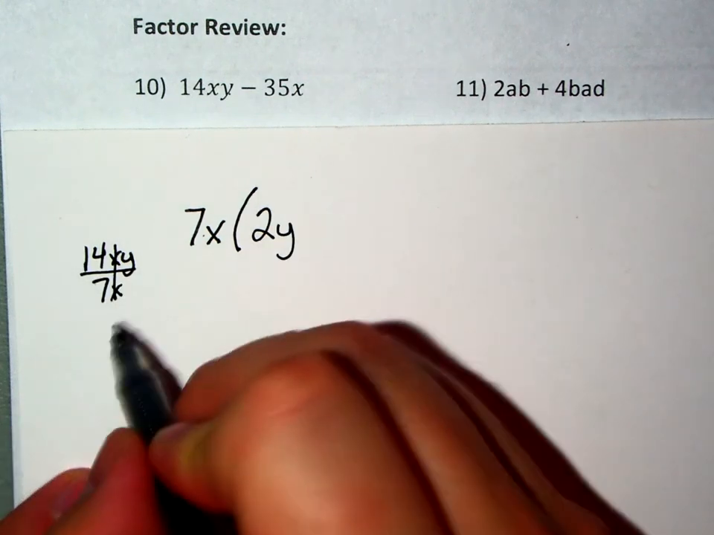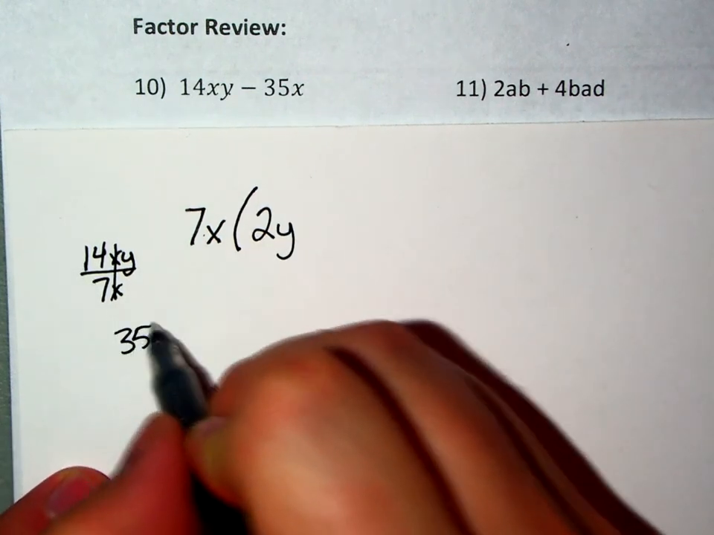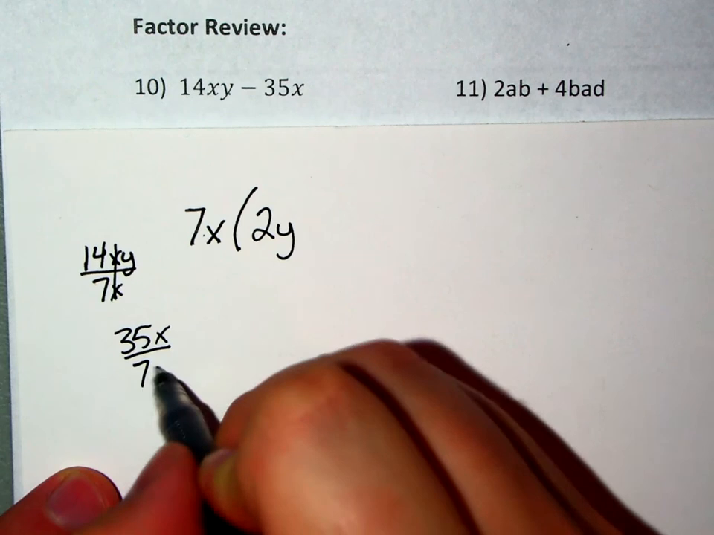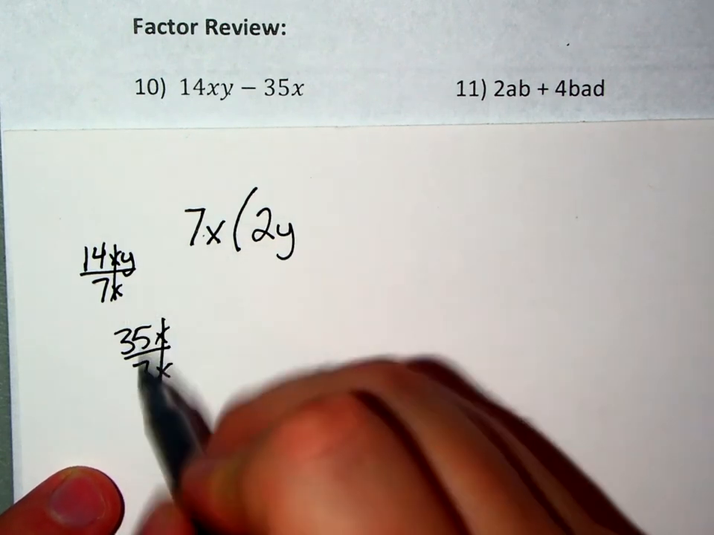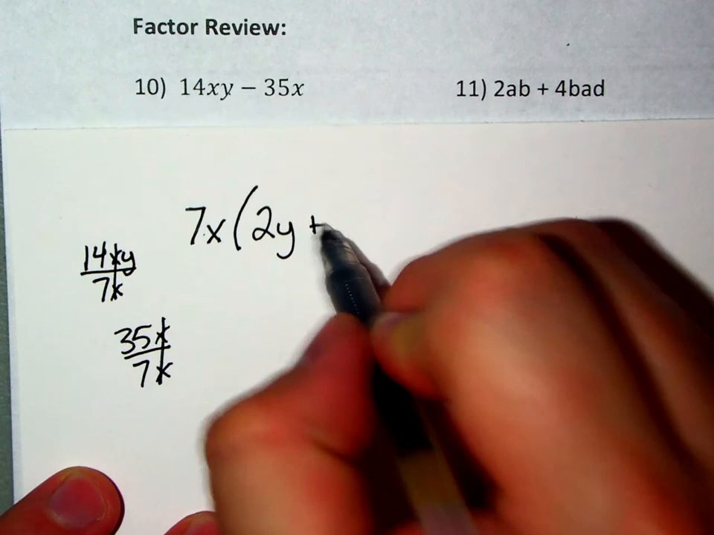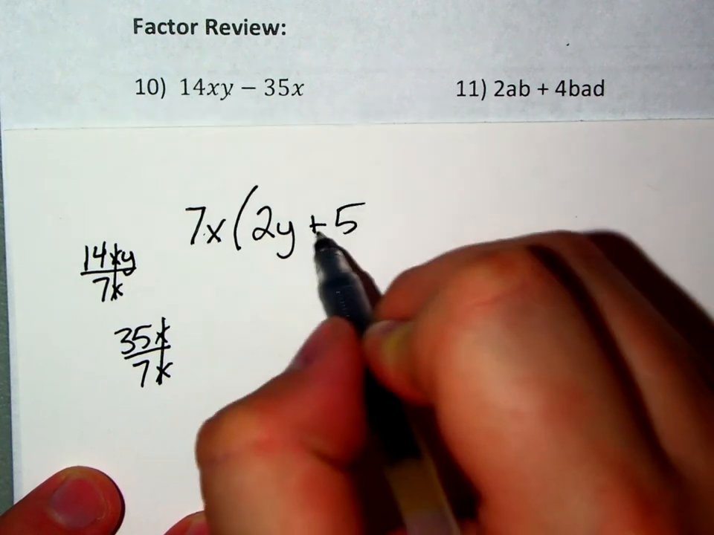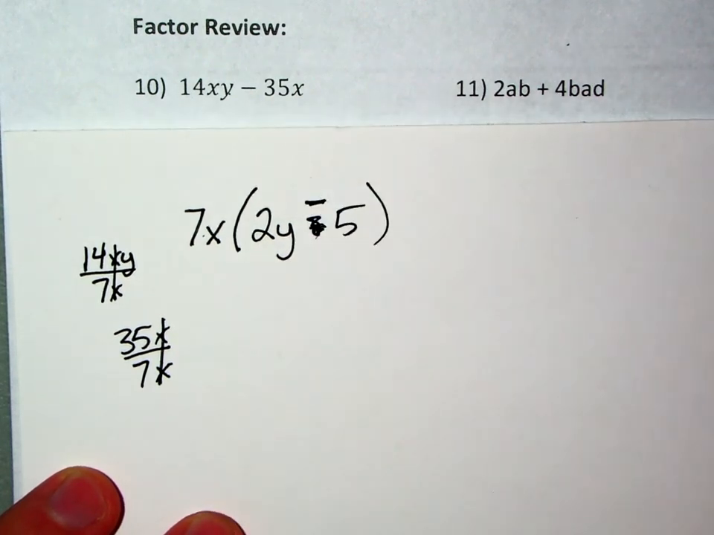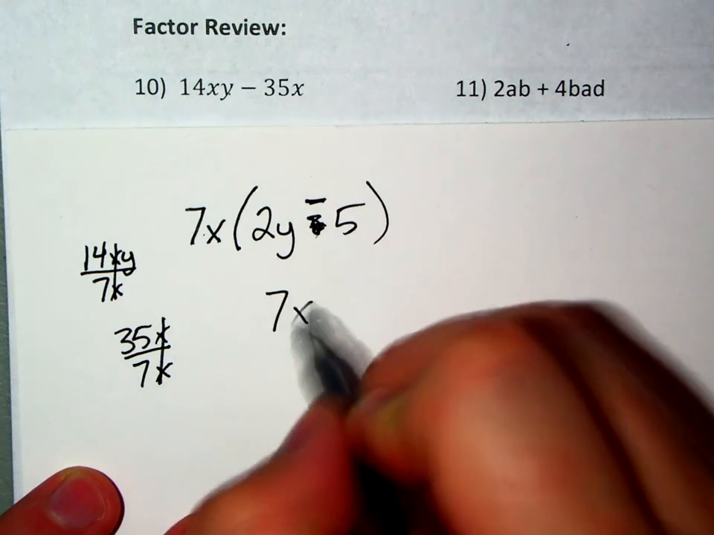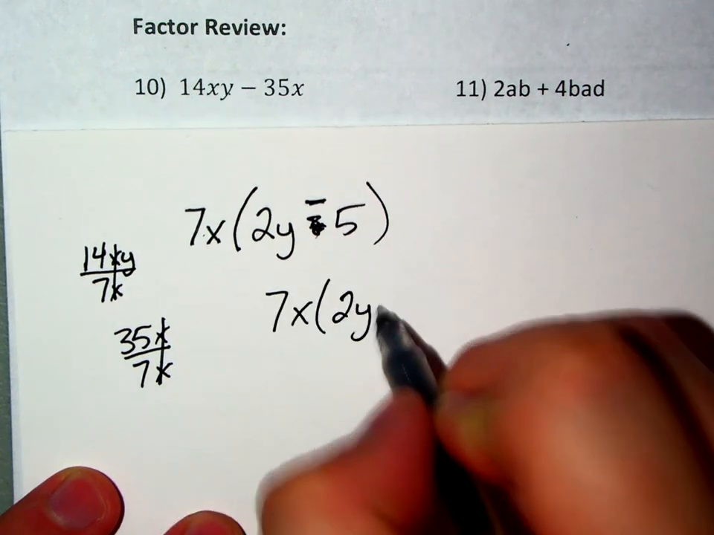I can do the same thing with my 35x over top of 7x. Well, my x's again will cancel out. 7 goes into 35 5 times. And we keep the sign that was in the middle, was a minus sign. So my final solution, 7x times 2y minus 5.